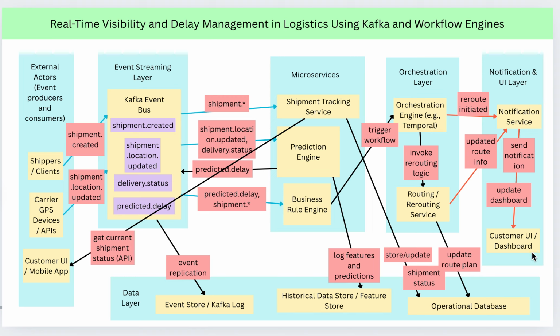Then we have the customer UI, mobile app, or dashboard. This receives updates like your package is delayed due to traffic, ETA 4:45 p.m., or package rerouted via alternative carrier. The customer stays informed every step of the way. This is the visible outcome of the behind-the-scenes orchestration.